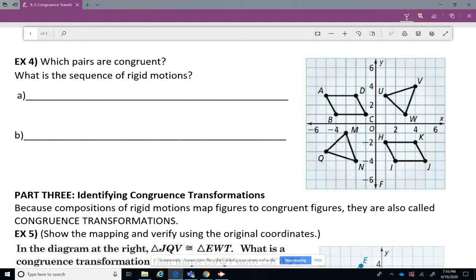This is the got it question. This is the got it question number 2. Which pairs are congruent, and what is the sequence of rigid motions? All right, so you can already tell which ones are congruent. Let's go ahead and start with the triangle. Let's start out with triangle UVW, and let's map it onto triangle. And you got to look at it and make sure you're mapping it the right way.